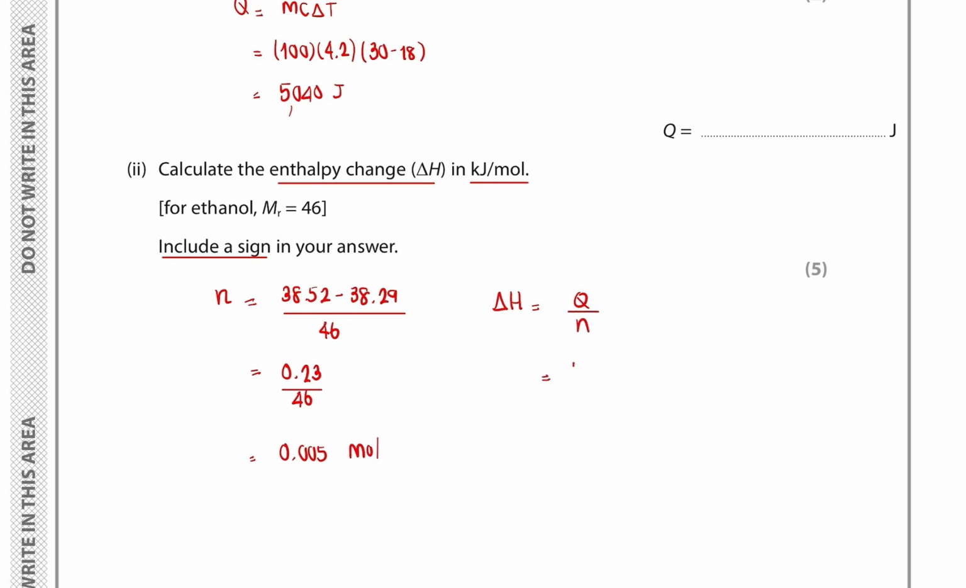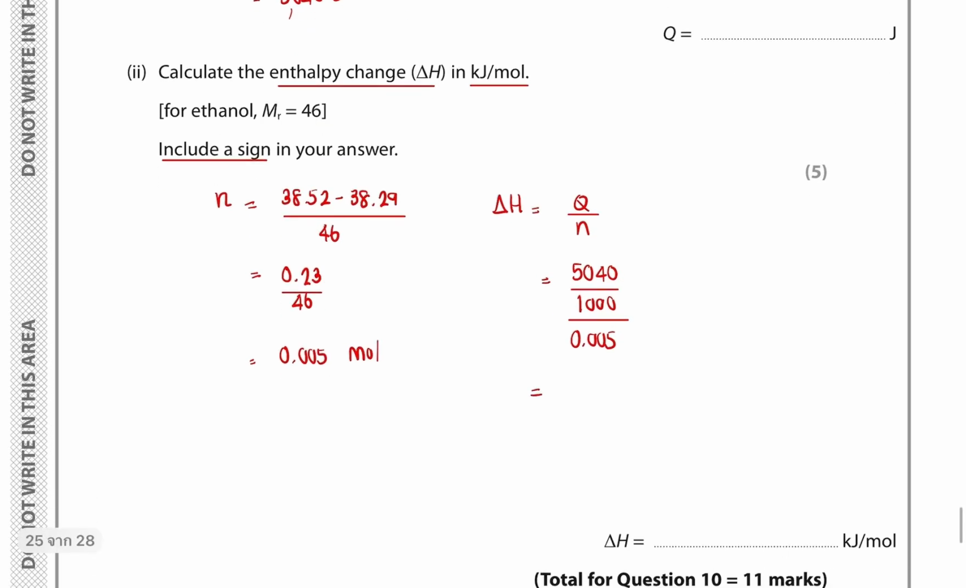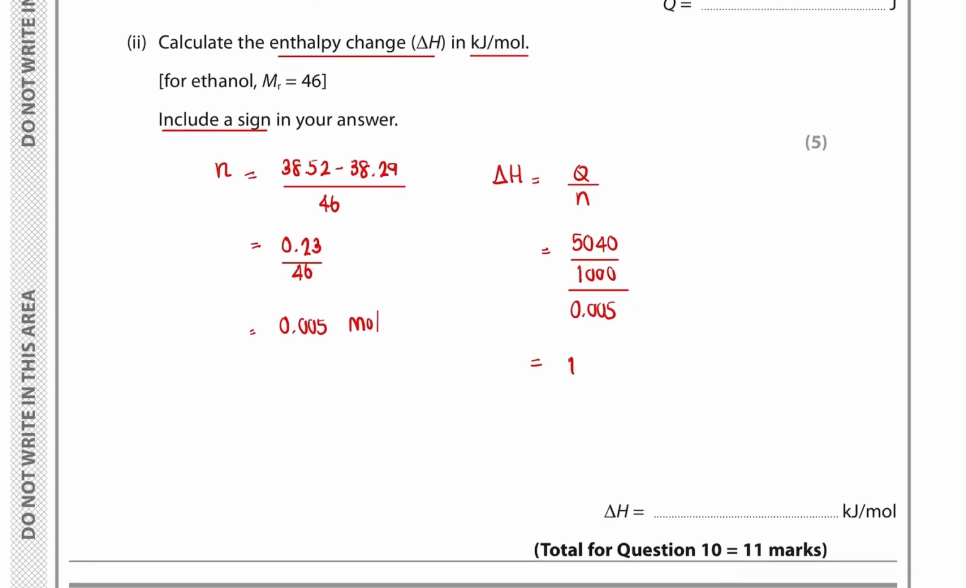So we have 5040 joules, right? So it is equal to 5040 divided by 1000 in order to convert into kilojoules, and then divided by 0.005. So the enthalpy change will be equal to 1008 kilojoule per mole. And since this reaction is an exothermic reaction, we have to put a negative sign here.